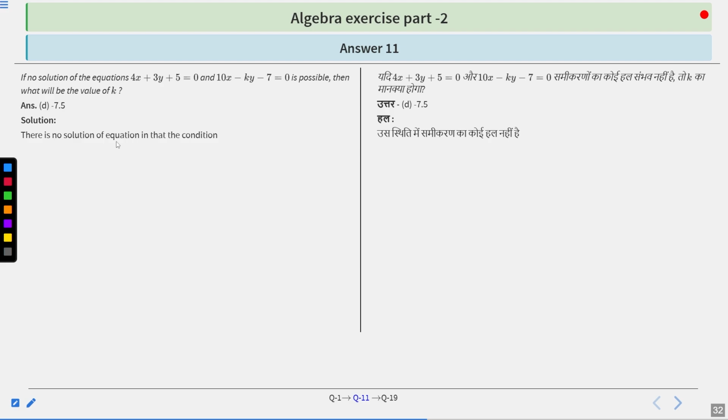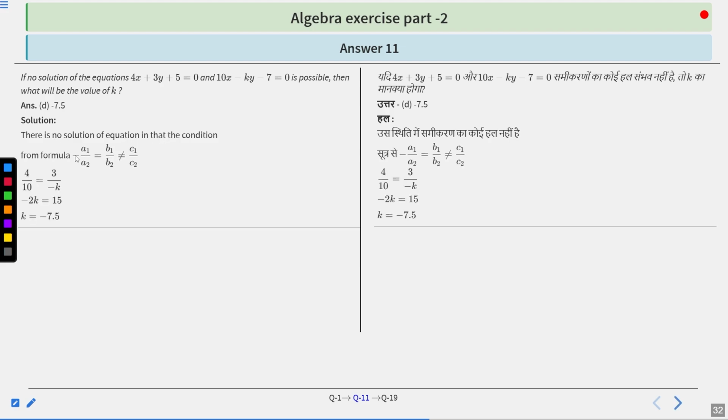There is no solution of equation in the condition a1 upon a2 equal to b1 upon b2, but b1 upon b2 is not equal to c1 upon c2. So putting a1 upon a2 equal to b1 upon b2, that is 4 upon 10 is equal to 3 upon minus k. On cross multiplication, we get minus 2k equal to 15. So k is minus 15 upon 2, that is minus 7.5. That means for the value of k as minus 7.5, these two linear equations don't have any solution. Option number D is the correct answer.